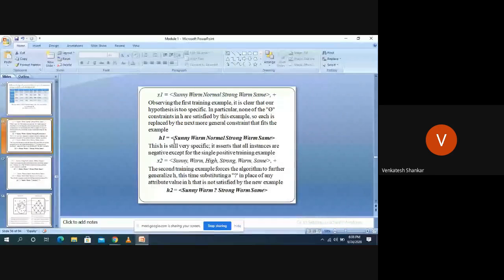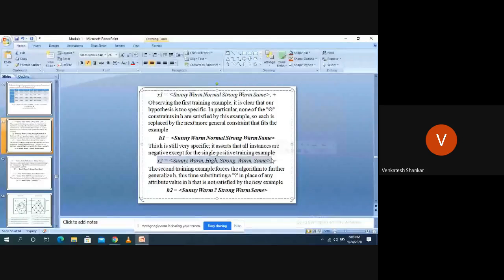Next, what I'm going to do here, please look carefully. X1 is here, and we have to compare it with x2. Look carefully. Once again, I'll repeat. Here I'm applying which algorithm? I'm applying the FindS algorithm. The FindS algorithm is a concept learning technique.